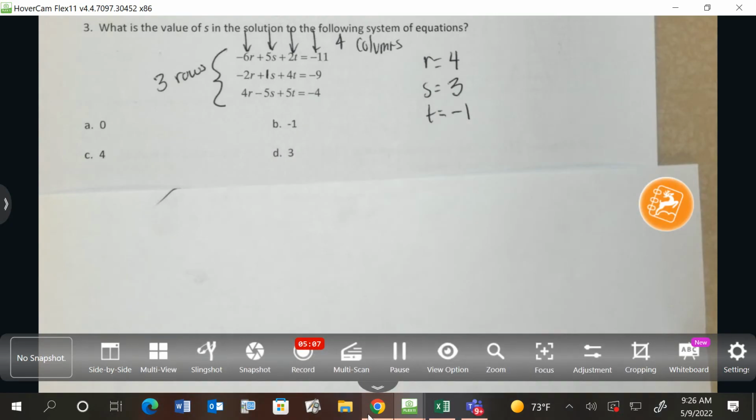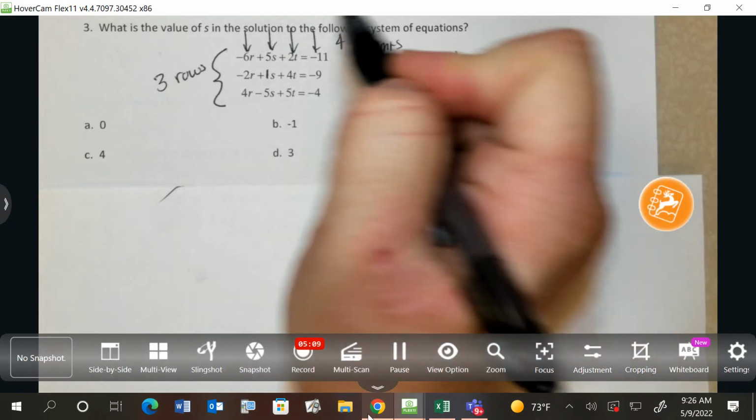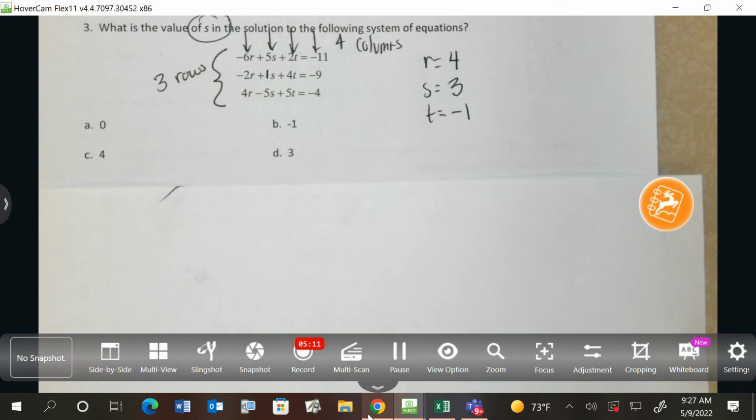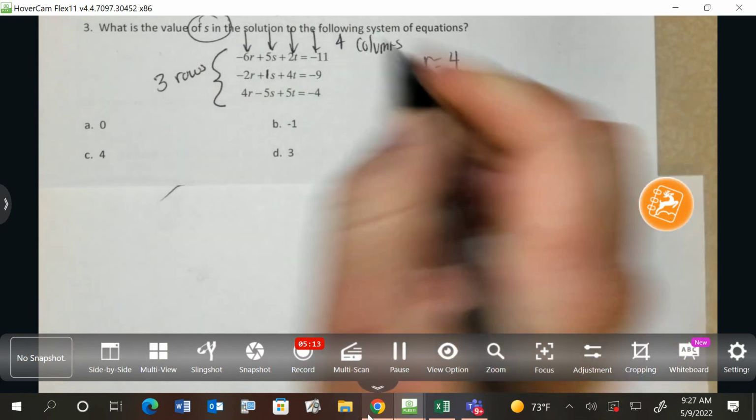Okay, let's come back here and let's think about this. What does it say? It says, what is the value of S? The value of S is 3.